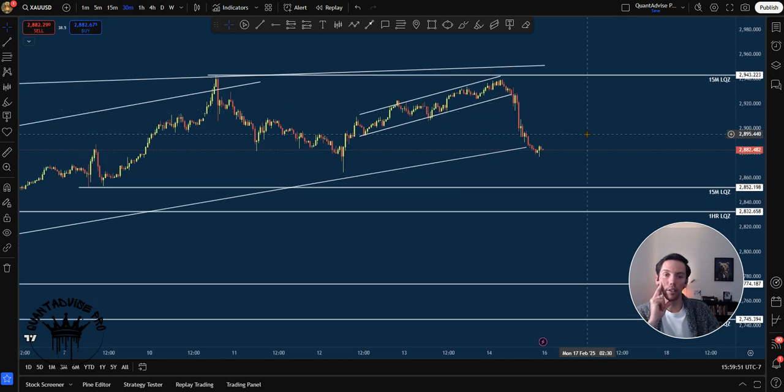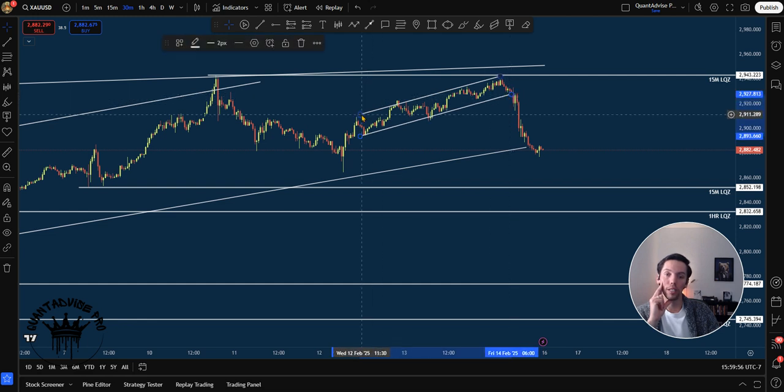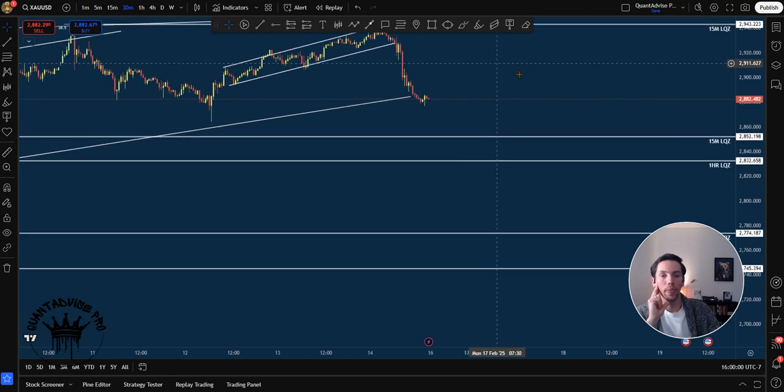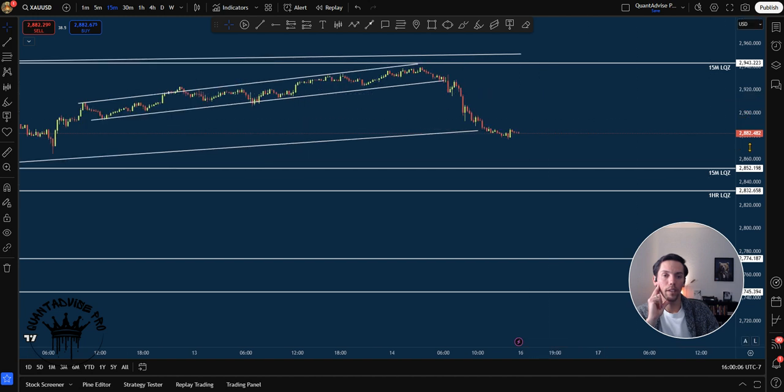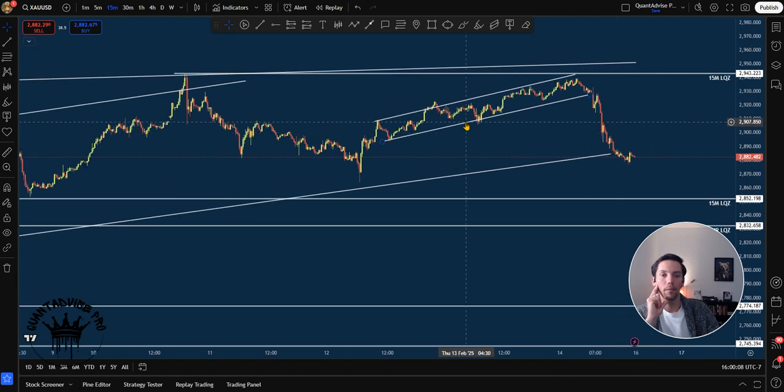Again, as we drop down into another lower time frame, you're being able to see this corrective price action a lot clearer, like this. And then we're going to check our 15. Boom.